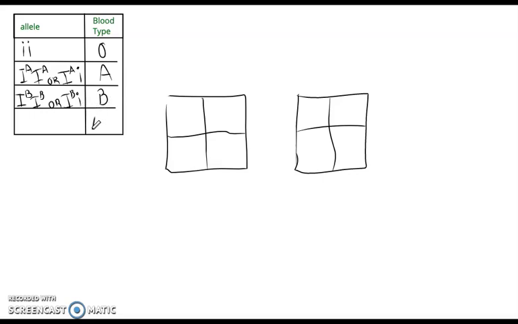And then the last blood type, of course, is AB. There's only one possible genotype for AB, and that is I with the superscript A, I with superscript B. Remember, that is what type of inheritance? That's where you see the actual codominant inheritance right there.